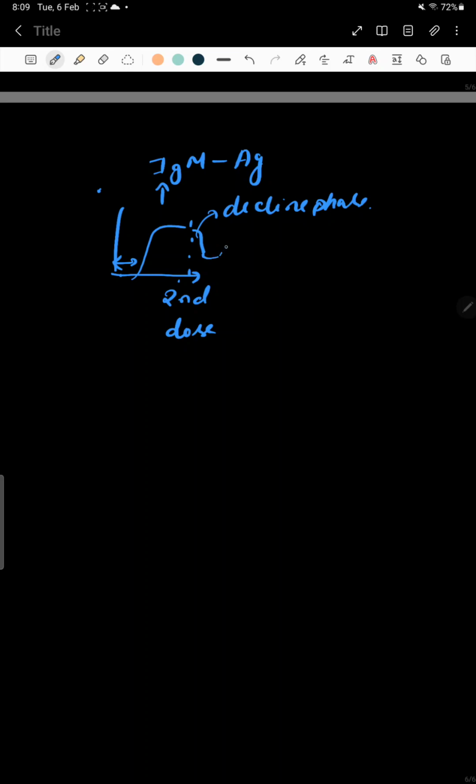Now again there is a lag phase, again it will reach a peak. Okay, sorry, there was an interruption. So this is the immune response.